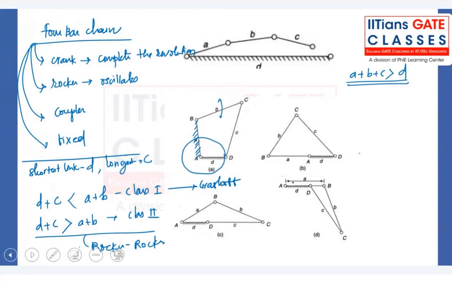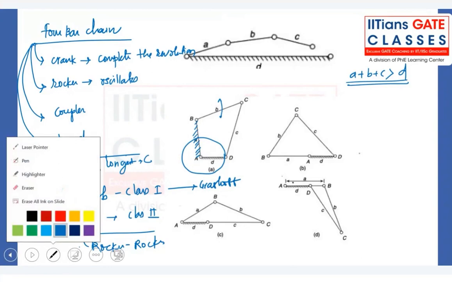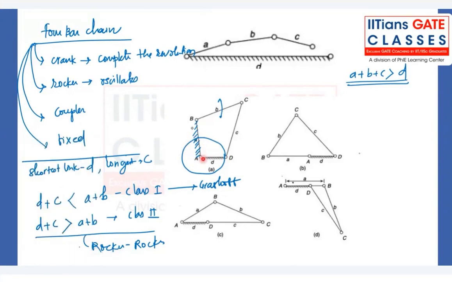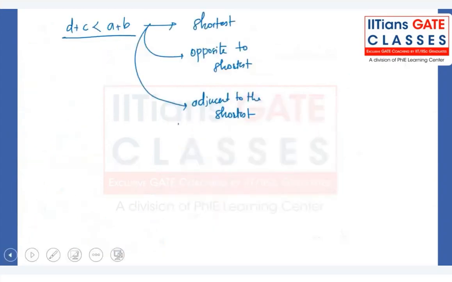I am explaining through a laser pointer now. If I'm fixing link A rather than fixing link D, what will happen is D will rotate completely, B will oscillate, and C will act as a coupler. So this is an example of a crank rocker mechanism. Whenever we fix a link which is adjacent to the shortest link, we'll have a crank rocker mechanism.